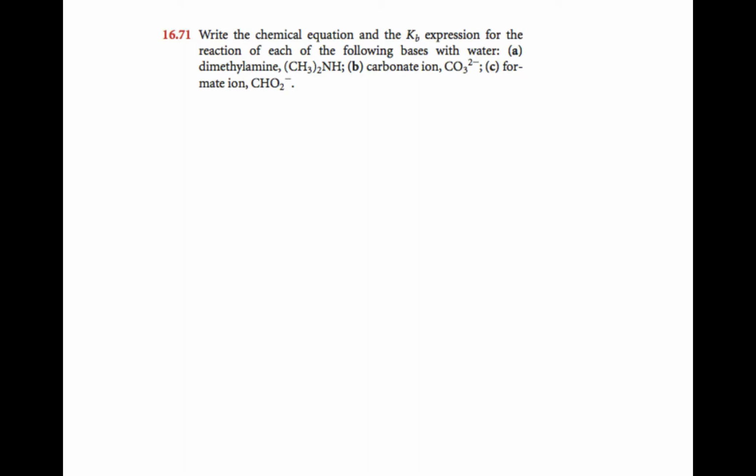Write the chemical equation and Kb expression for the reaction of each of the following bases with water: dimethylamine, carbonate ion, formate ion. When you write a Ka expression, it's easier to use the Arrhenius definition, right? The acid breaking apart into its conjugate base and H plus ion. You leave water out of it because it doesn't appear in the equilibrium expression.